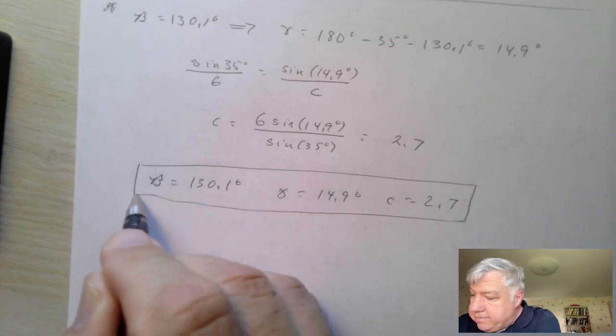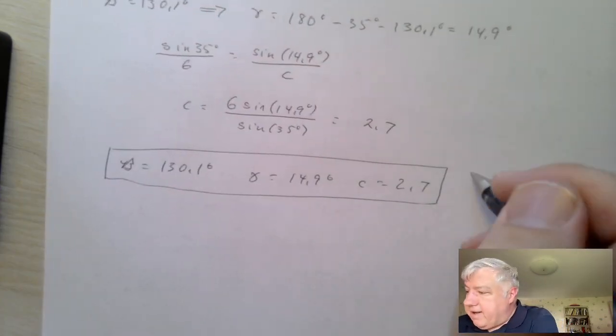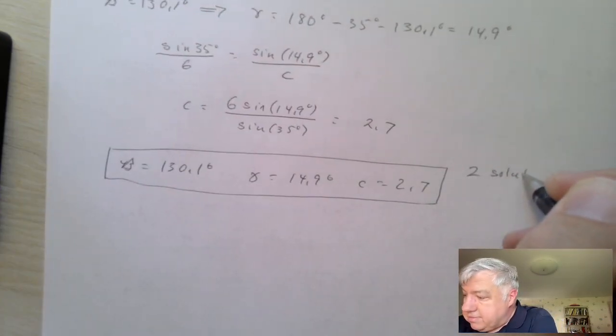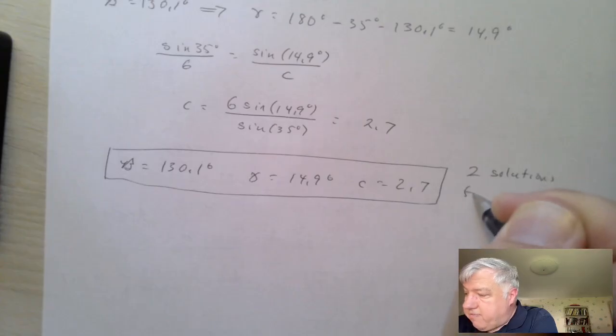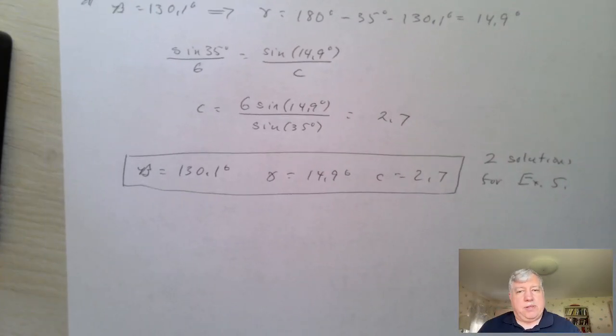So basically we have two solutions for example 5. This happens. When you're in this situation, kind of like the quadratic formula, you could have 0 solutions, you could have 1 solution, you could have 2 solutions. You just have to keep in mind that when you take the inverse sine, you have 2 possibilities, and they both might work, or none of them, or maybe only one will work.